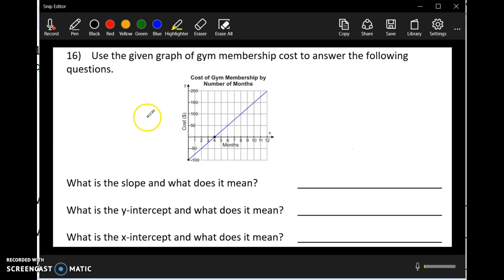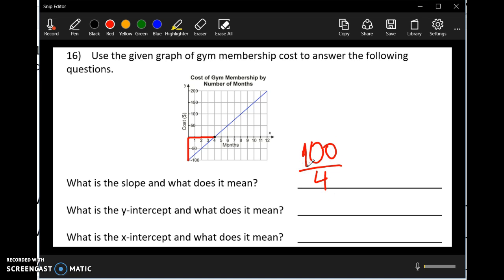Okay, so here's the first question. What is the slope and what does it mean? Well, we can find its slope by using these 2 points to figure that out. And it looks like its slope is, it goes up 100 and over 4. So we know its slope is 100 over 4.